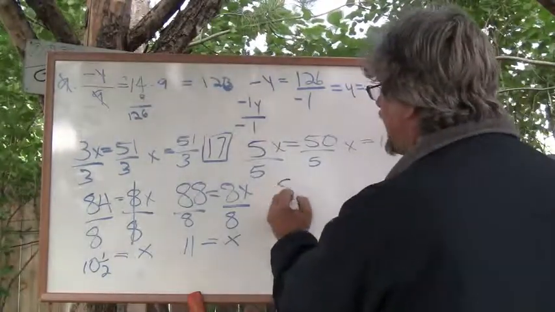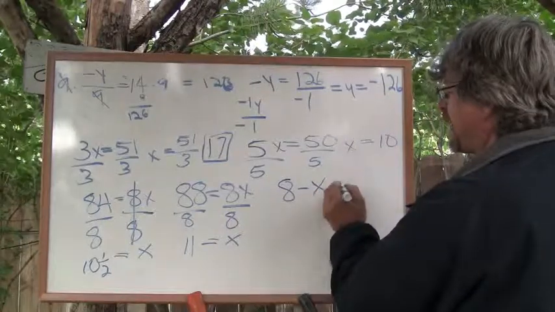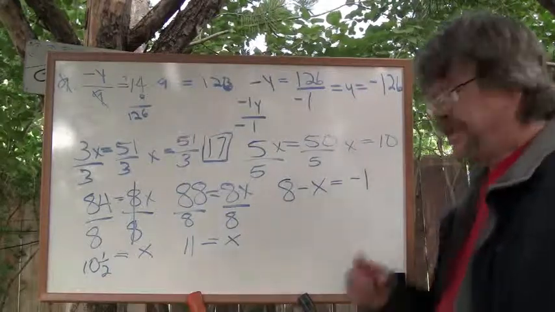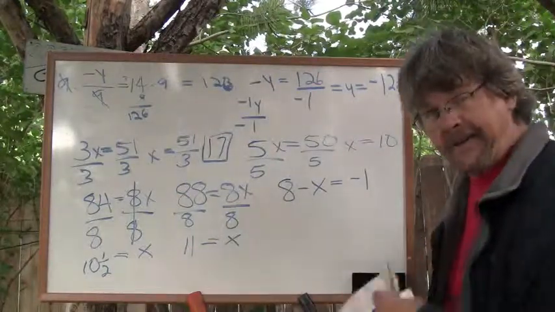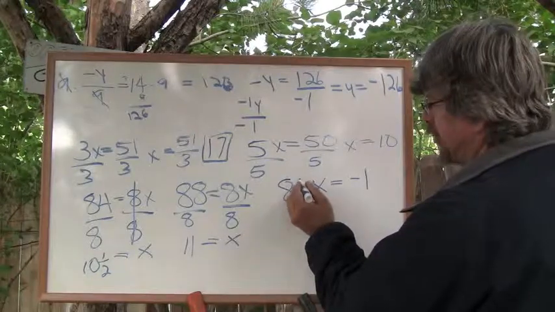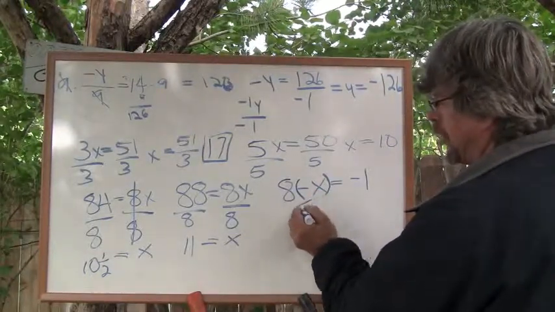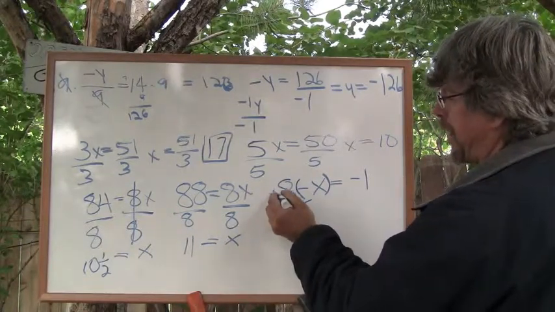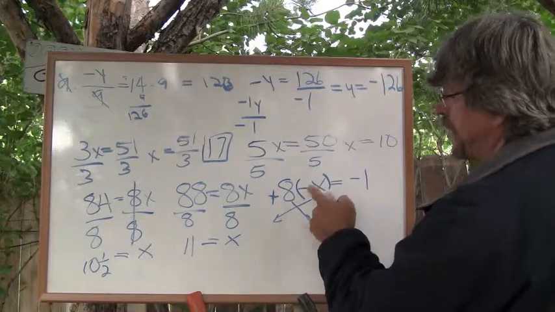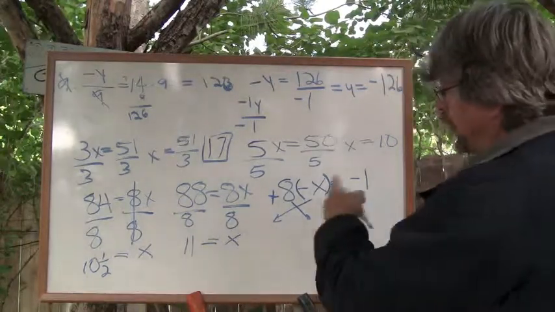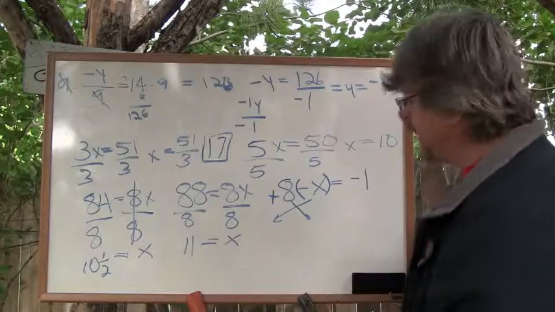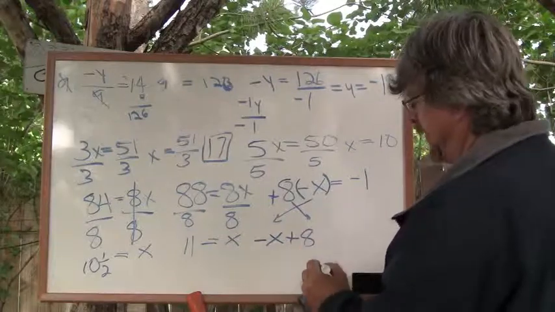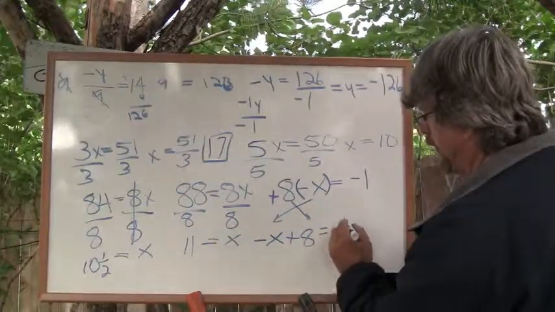Now we have 8 minus x equals negative 1. Someone has subtracted our x. Remember, as long as you keep the signs, you can switch places. We don't write the positive sign with positive numbers, but we do write the negative sign with negative numbers. So if you wanted to switch this, if it helps you clarify, this is equivalent to negative x plus 8 equals negative 1.